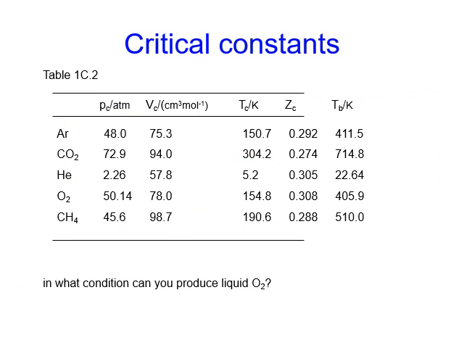This table shows critical constants for different gases. We already saw in the last slides that carbon dioxide has a critical temperature of 31 Celsius, which is 304 Kelvin. Oxygen has a critical temperature of 154 Kelvin. So if we want to make liquid oxygen, the temperature must be below this temperature. Otherwise, it's always one phase.